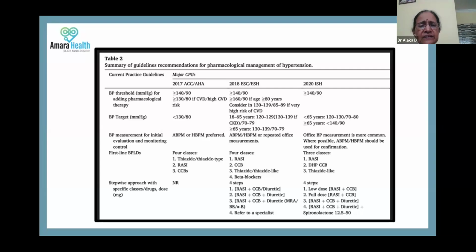Now, there are American guidelines, that is Joint Commission, JNC guidelines. Then there is the European Society. Then there is the Indian Society of Hypertension. Okay. So this is one table that I am showing you. What is the BP target? What should be the measurement?